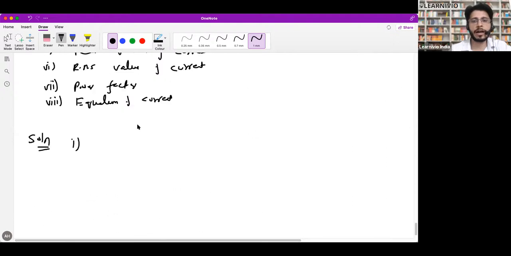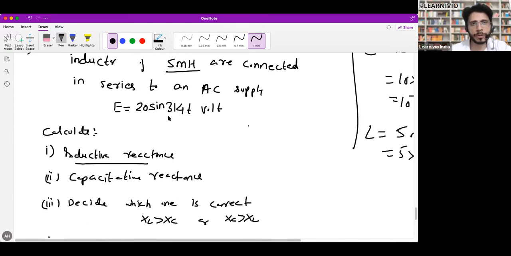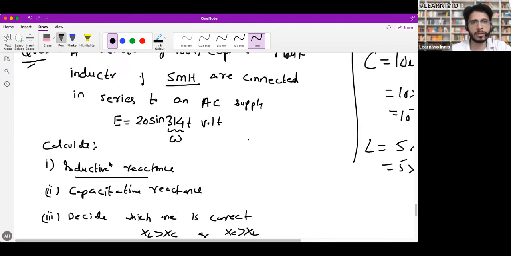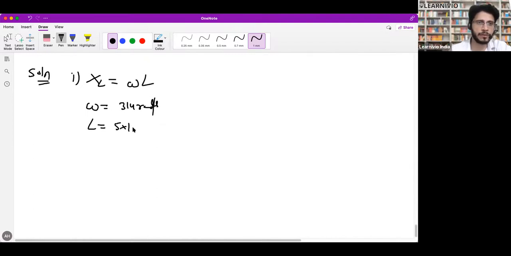We need inductive reactance. So what is inductive reactance? XL, which is equal to omega L. How much is omega? This 314 is omega. Omega is 314 radian per second. How much is L? L is 5 millihenry, so that is 5 into 10 raised to the power minus 3. So we'll get XL, which is omega L, 314 into 5 into 10 raised to the power minus 3.